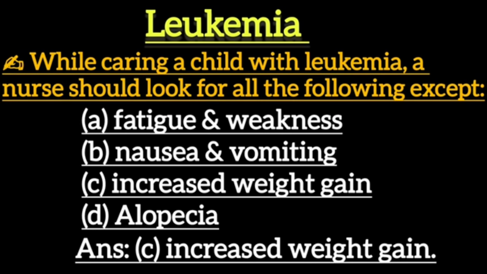Next one is, while caring for a child with leukemia, a nurse should look for all the following except option A, fatigue and weakness. Option B, nausea and vomiting. Option C, increased weight gain. Option D, alopecia. Correct answer is option C, increased weight gain.